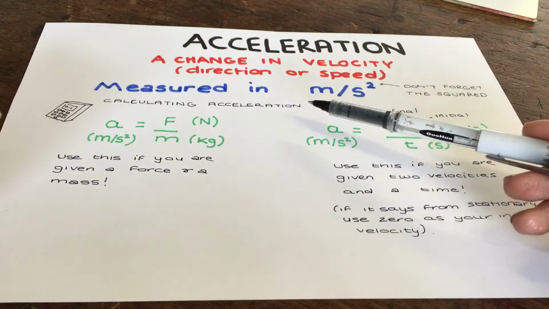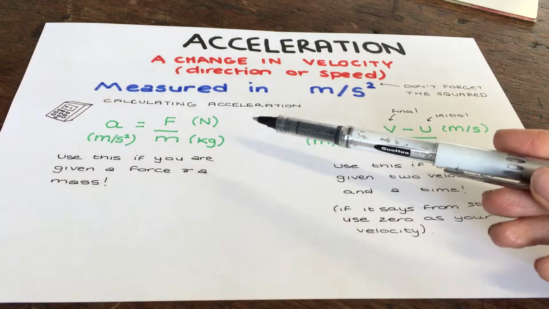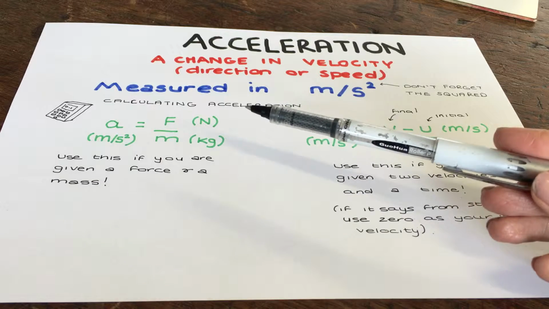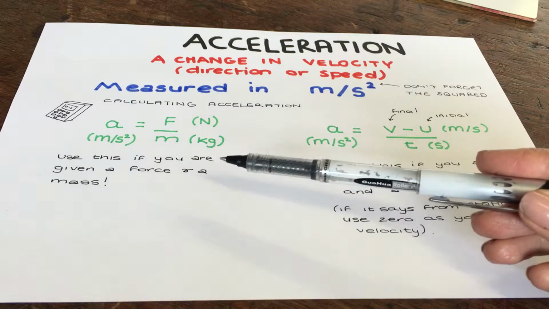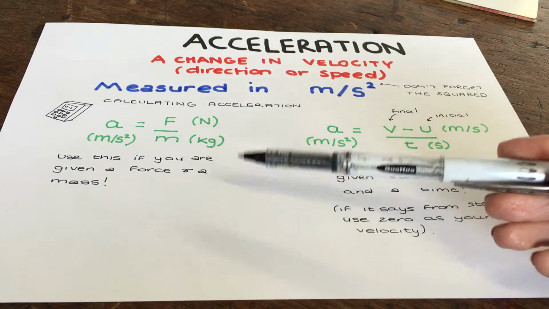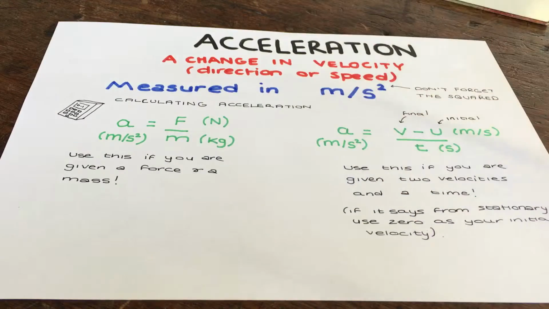The way you calculate it is it can come up in two different formulas. The first is relating to force and mass. So acceleration equals force divided by mass. So if in the question you're given force, or they mention force or weight even, and a mass, then this is the one you should use. It is given like this in the formula sheet.